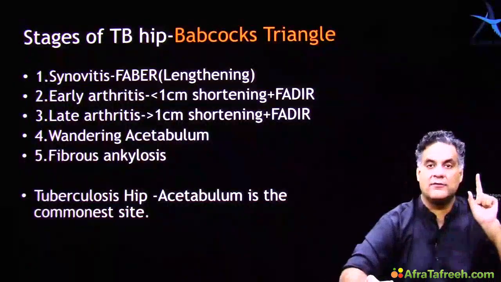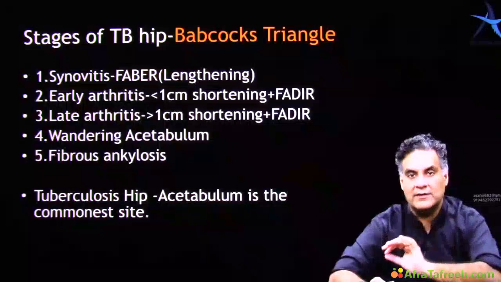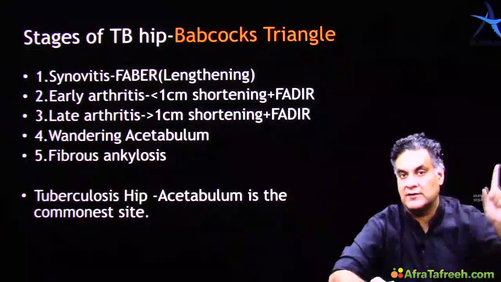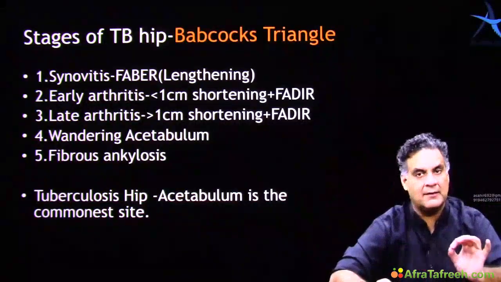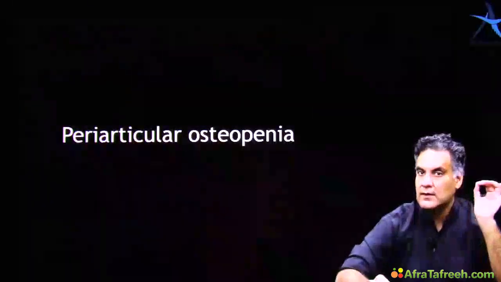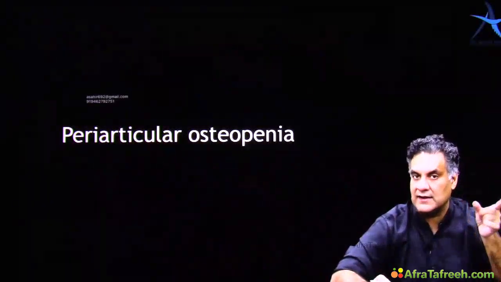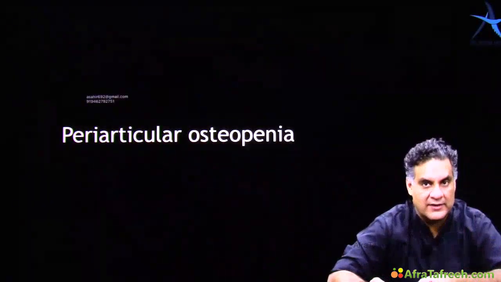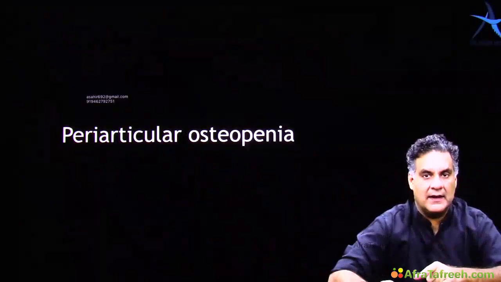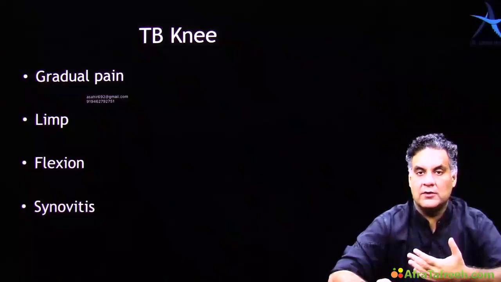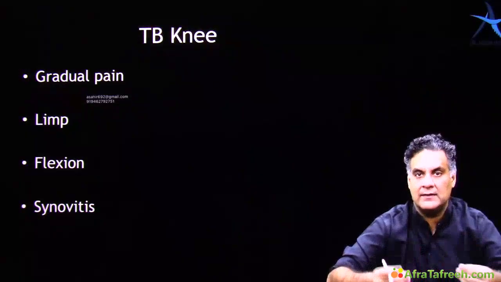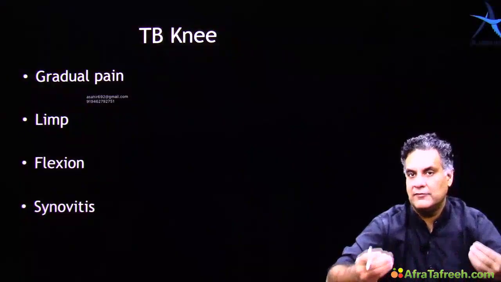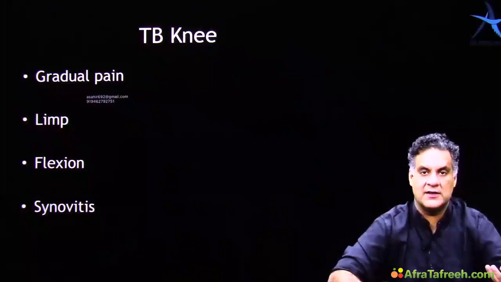It should be called wandering femoral head, but that is a misnomer. When there is fibrous fusion, fibrous ankylosis, remember the spine is bony, while the peripheral joint is fibrous ankylosis. Remember, TB affects the acetabulum. The earliest neurological sign in TB spine is loss of curvature. In TB hip, there is periarticular osteopenia. Tuberculosis of the knee is a chronic process. Gradual onset pain, limp in the child, flexion of the joint and synovial proliferation are the features.